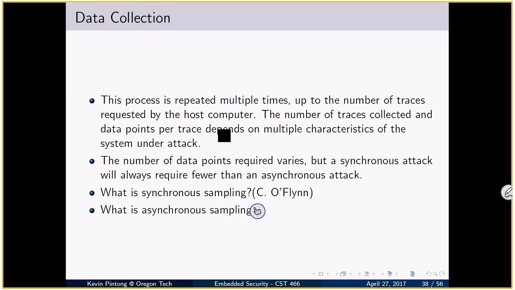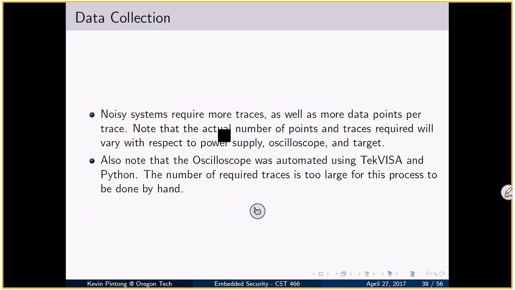I use a ChipWhisperer. There's something called the ChipWhisperer. You can look it up, and I do have a ChipWhisperer Lite here if you want to play around with it. So a noisy system requires more traces. Also, the oscilloscope was automated using PyVISA and Python. The number of required traces is too large for this process to be done by hand. We really don't want to do this by hand.